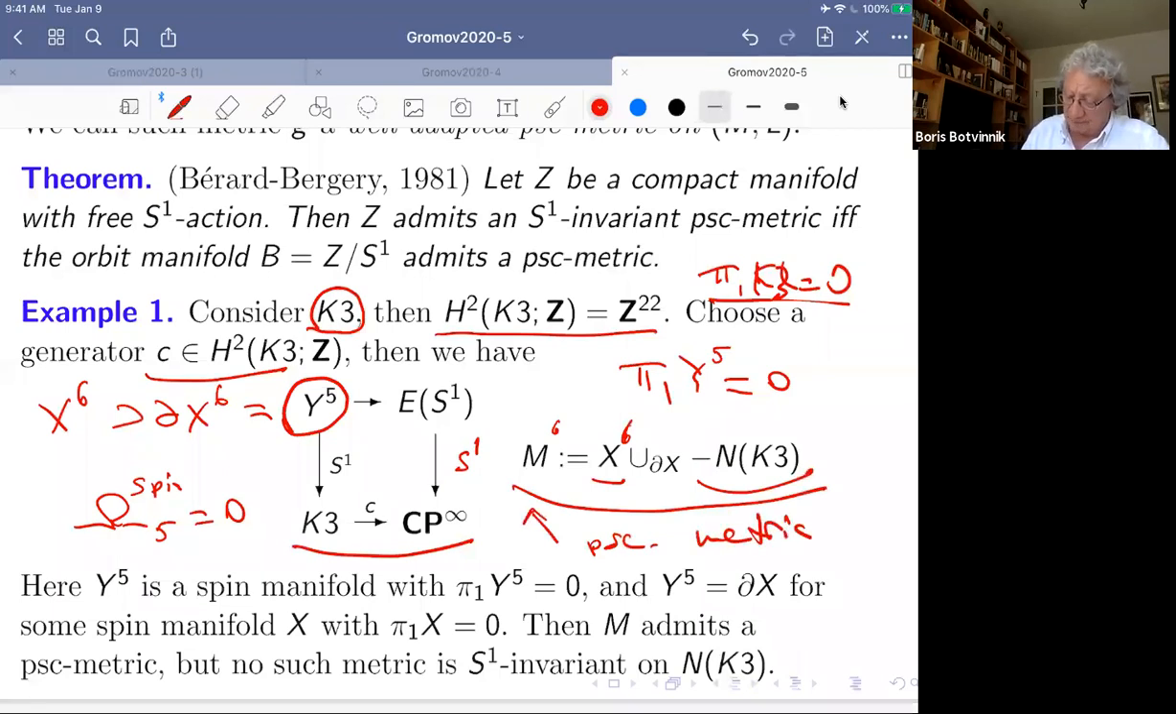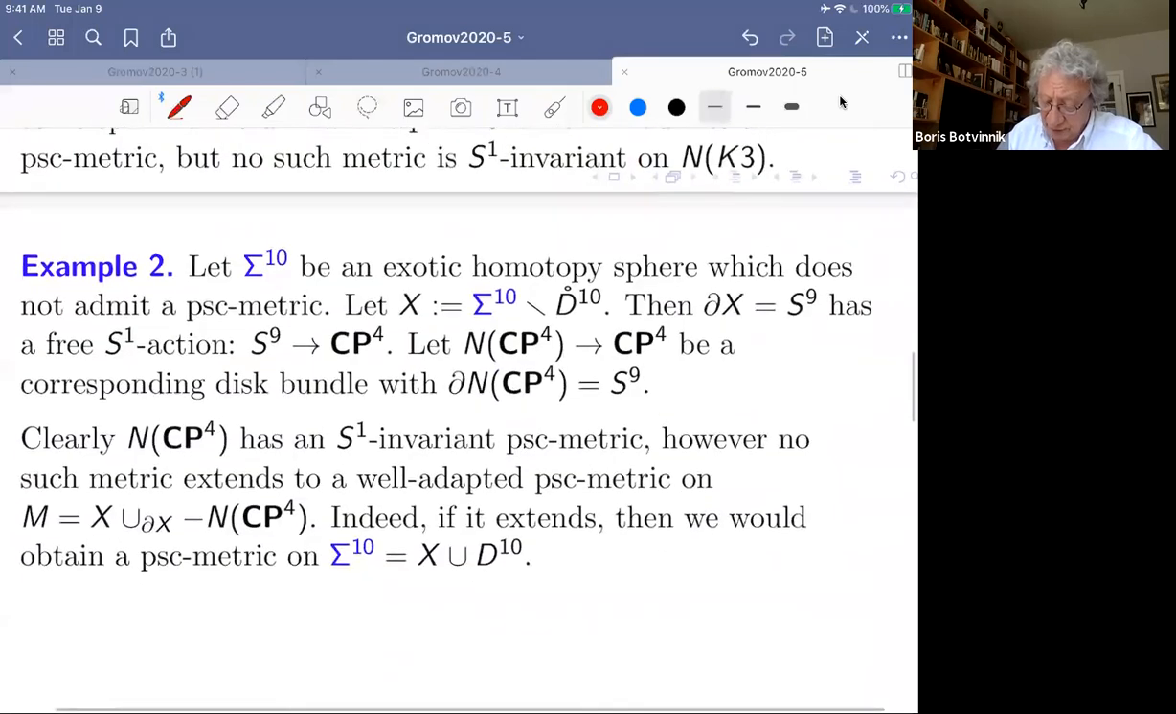However, the manifold M6 doesn't have a well-adapted positive scalar curvature metric, because otherwise it would be S1 invariant on Y5, and then it would give positive scalar curvature on K3, and this is what's going on.